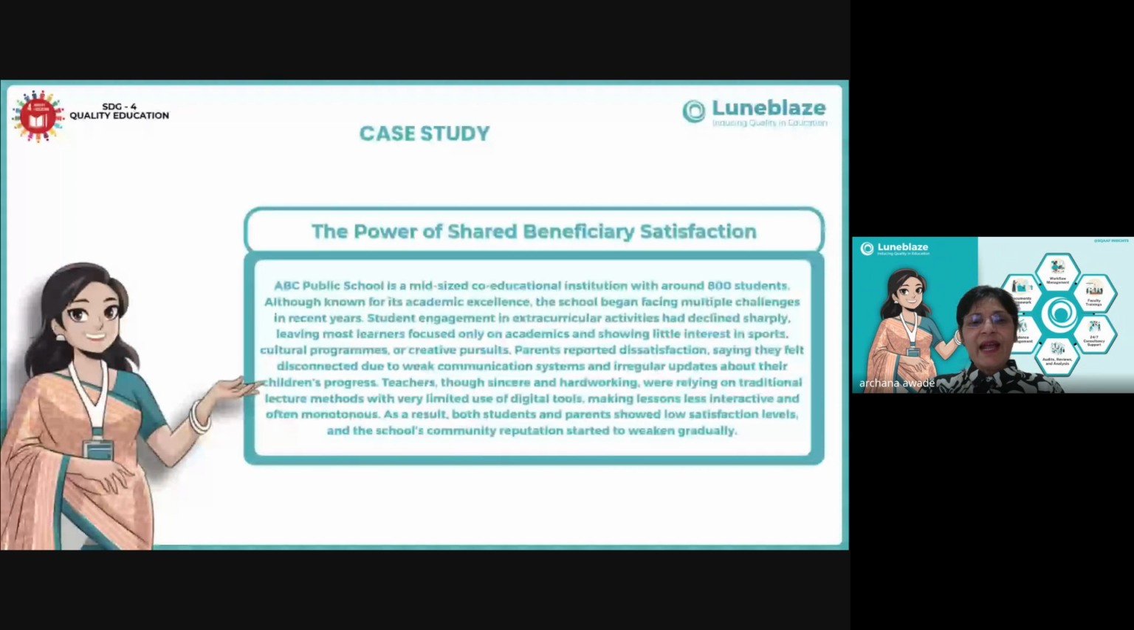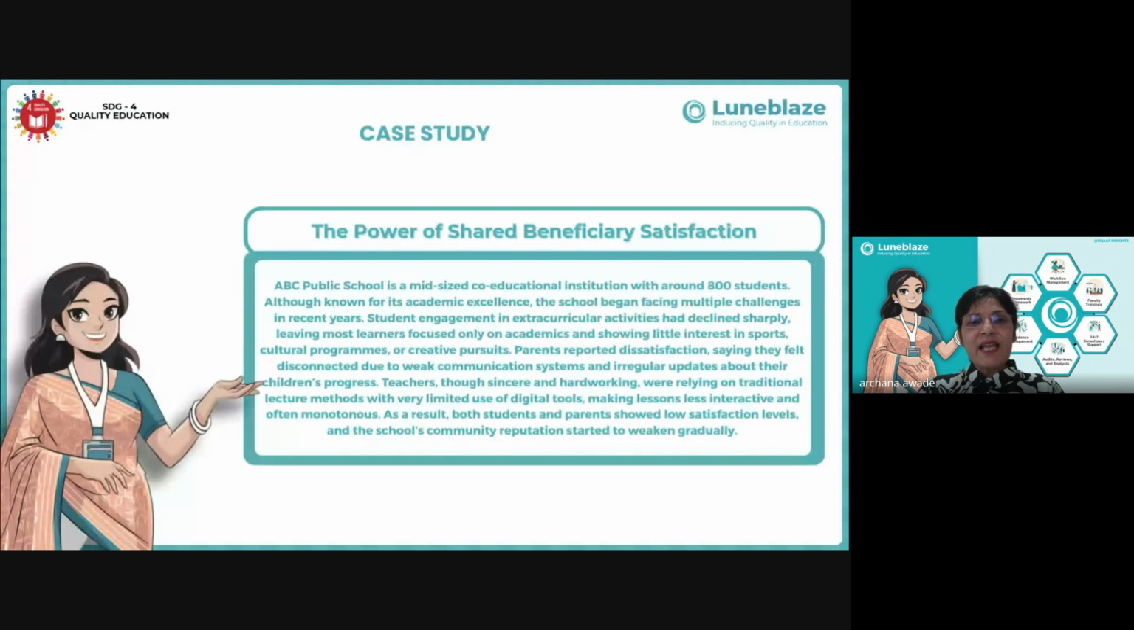So now let's move on to a case study. Read this case study carefully; I will read it for you. The power of shared beneficiary satisfaction. ABC public school is a mid-sized co-educational institution with around 800 students. Although known for its academic excellence, the school began facing multiple challenges in recent years. Students' engagement in extracurricular activities had declined sharply, leaving most learners focused only on academics and showing little interest in sports, cultural programs, or creative pursuits.